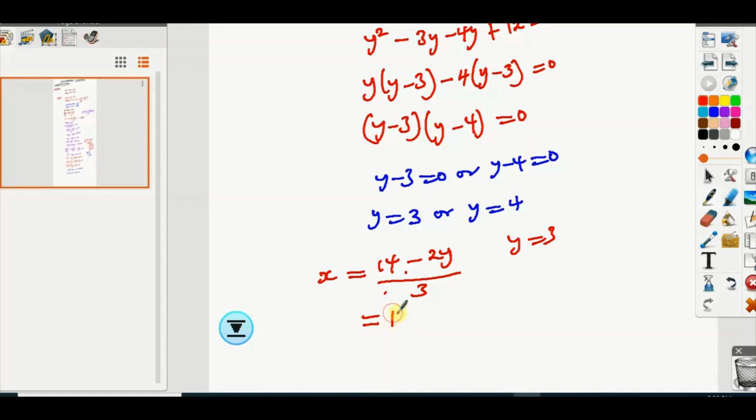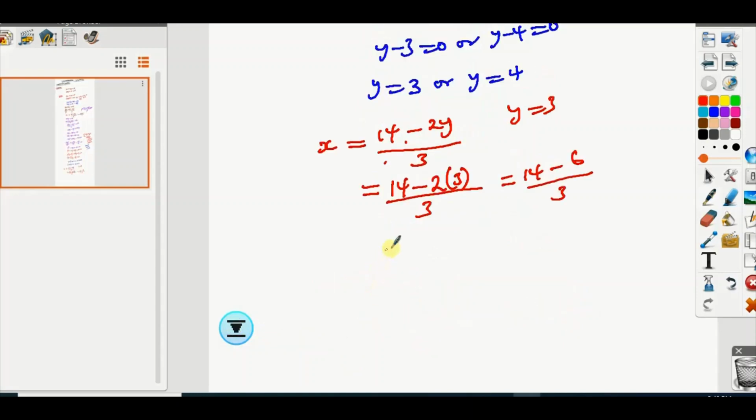X will now be 14 minus 2. Let's replace y here, which is 3, over 3, right? And here will be equal to 14 minus 2 times 3, which is 6, over 3, right? So from here, we have x equal to 14 minus 6 to give you 8, divided by 3. So our x will be equal to 8 over 3. That is one value for x.